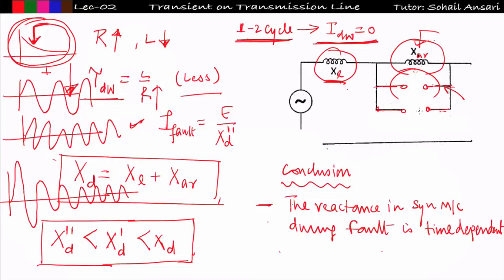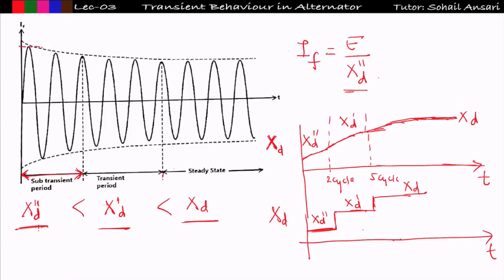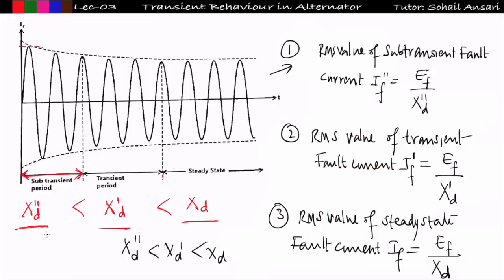In the same way, after 5 cycles there will be no effect of the field winding, that is, the AC reactance produced in the field winding will have no effect. That means that is also open circuited, and during steady state I will get only the leakage reactance as well as the armature reactance. So this much concept you need to know. Now based on what we have studied, let us derive some formulas that are important for you. So this much concept you need to understand.